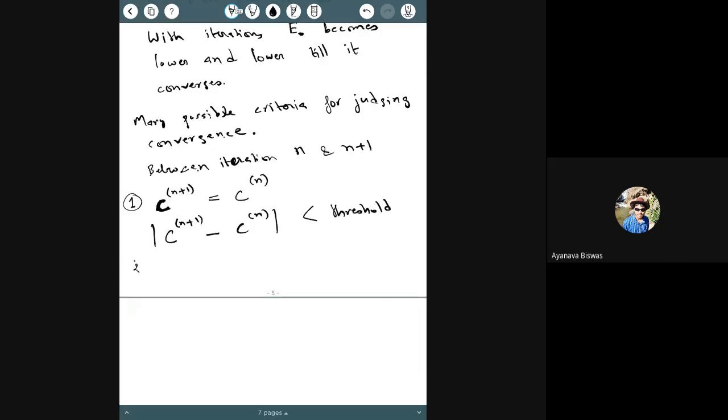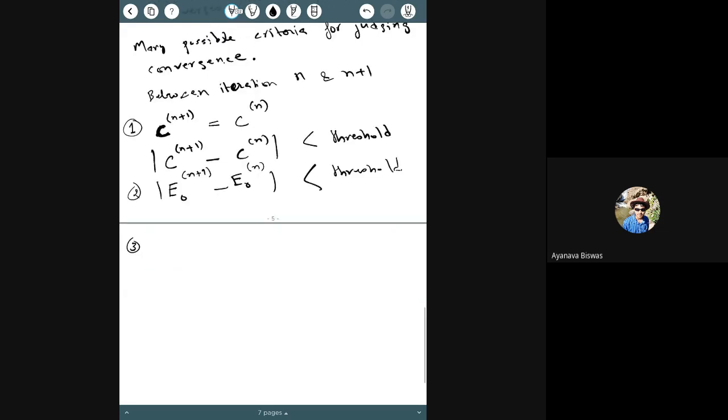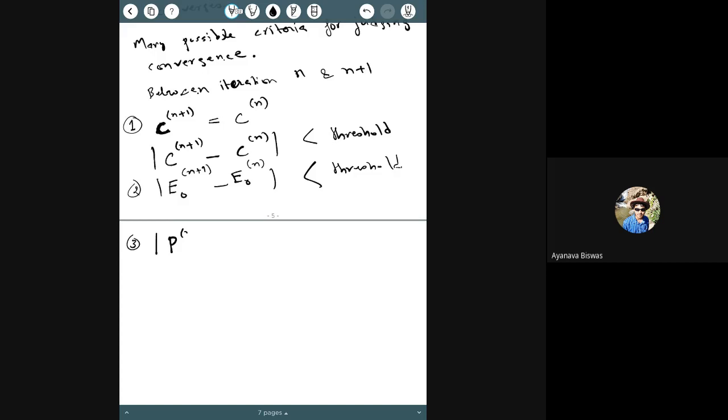The second possibility is your energy. You can see if E0 at n plus 1 minus E0 at n is less than a threshold. And remember, we had introduced the density matrix as well. So you can check if the density matrix at n plus 1 minus the density matrix at n is less than a threshold. You can also think up other convergence criteria, but these are the most commonly used. But which is the best? Now, once you have alternatives, you have to do what is best, right?